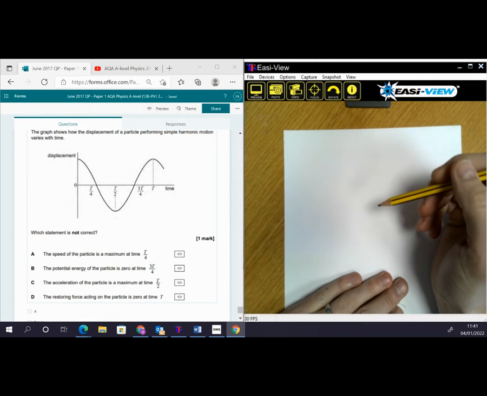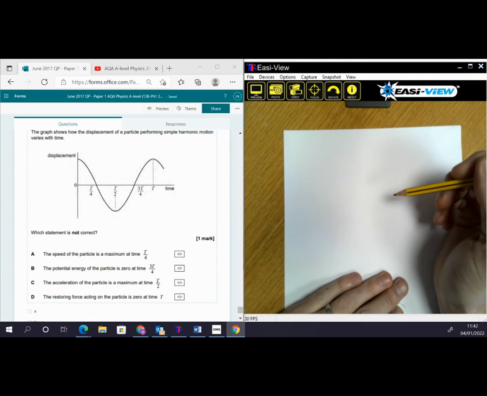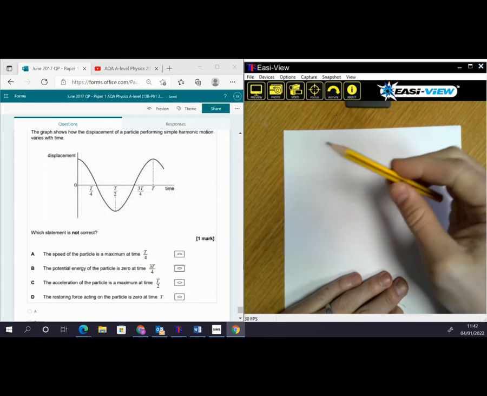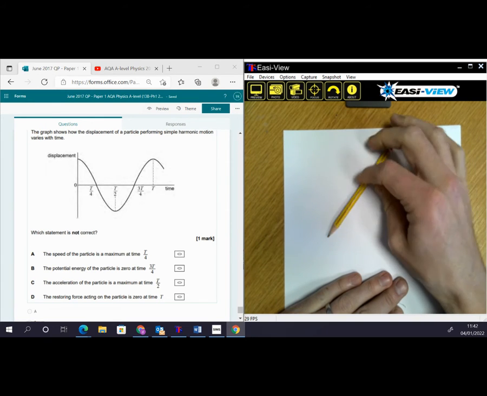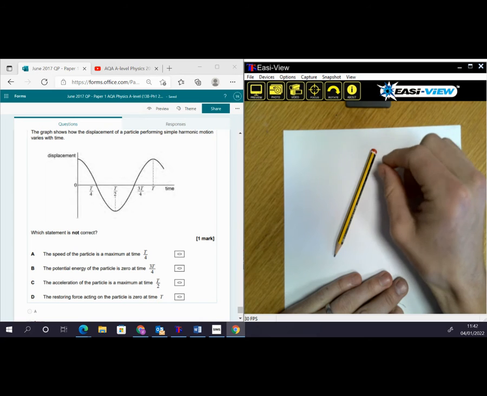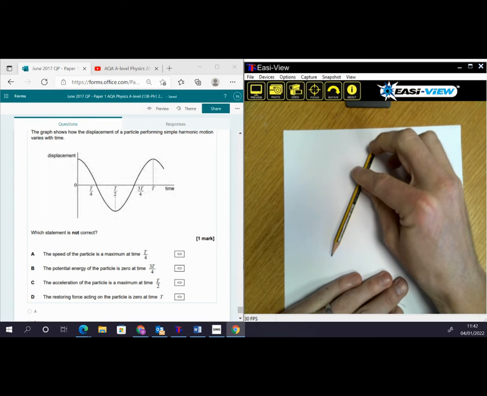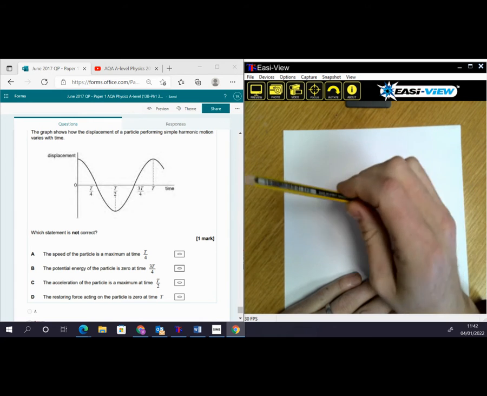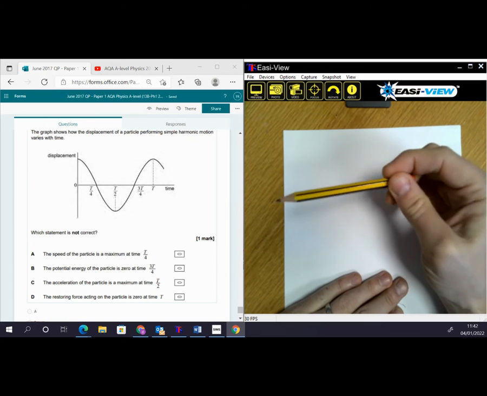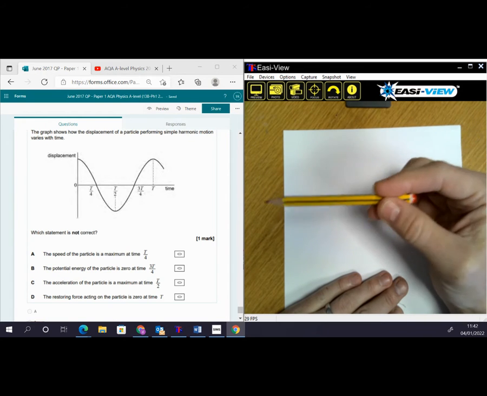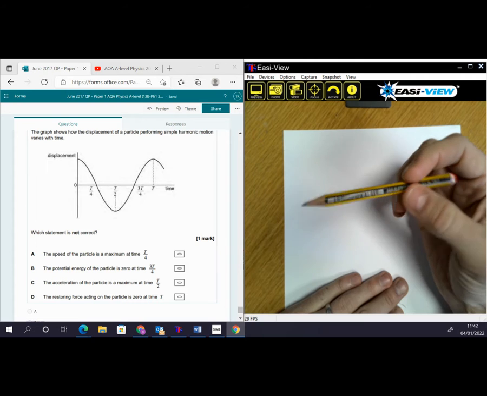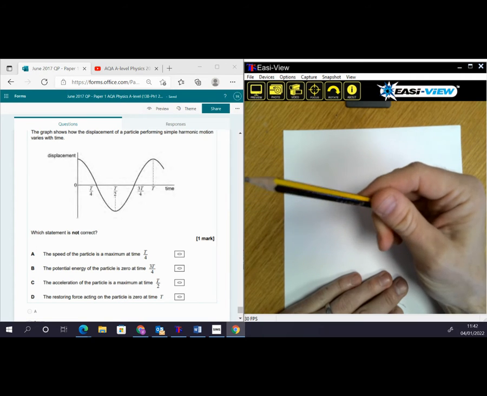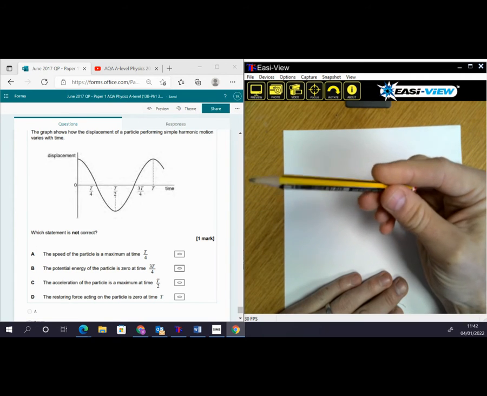Then potential energy of the particle is 0 at time 3T over 4. So potential energy, it doesn't tell me what sort of simple harmonic motion it is, but maximum potential energy is when it's got minimum kinetic energy, which is at maximum displacement. It's not at maximum or minimum anything. So B is not correct. It's partway between maximum and, actually, looking at the graph, it looks at 0.